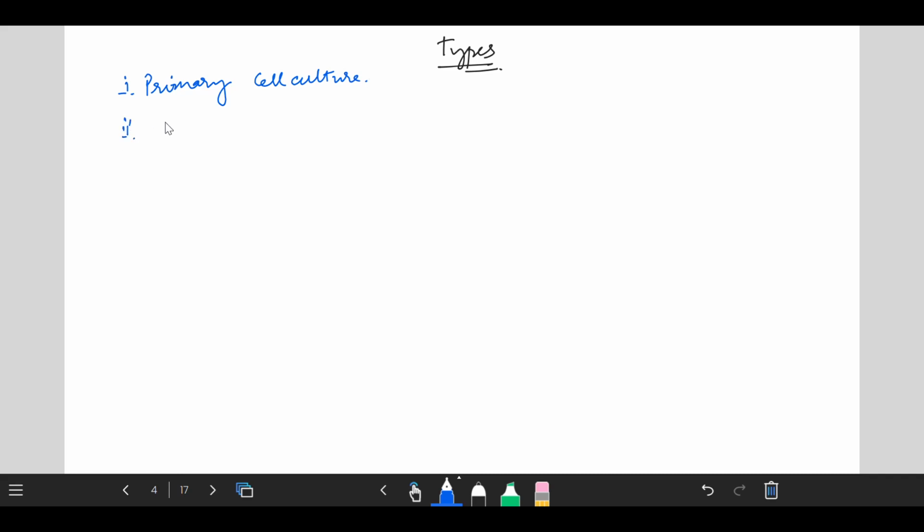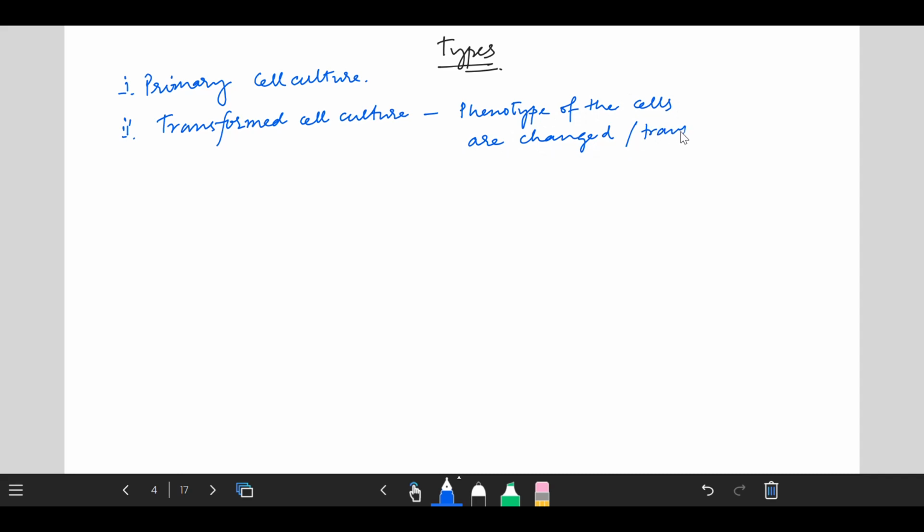Second one is transformed cell culture. In this cell culture technique, what happens? Actually, cells are naturally or genetically manipulated to change their phenotypic appearance, or to change their phenotype permanently. So the phenotype of the cells is changed or transformed. That's why this type of cell culture technique is known as transformed cell culture.